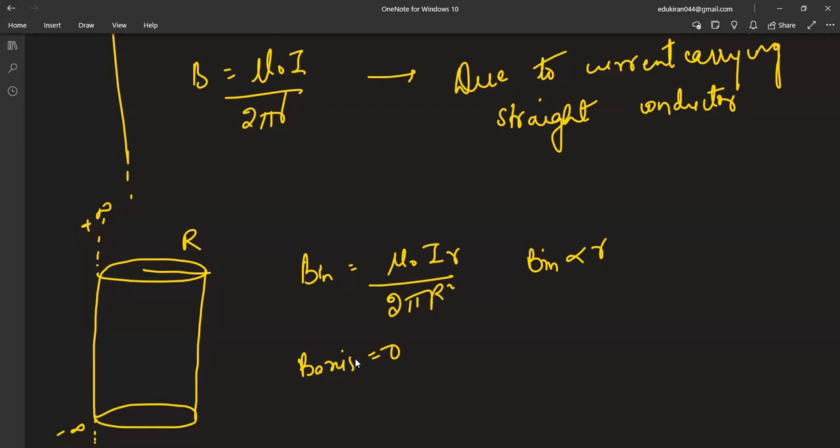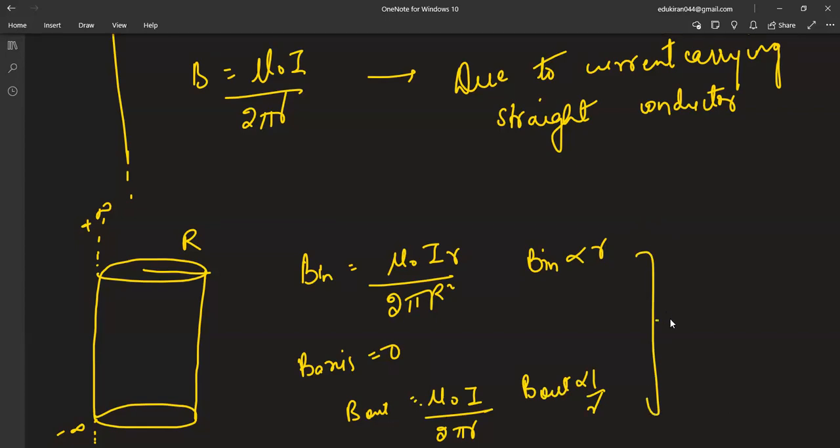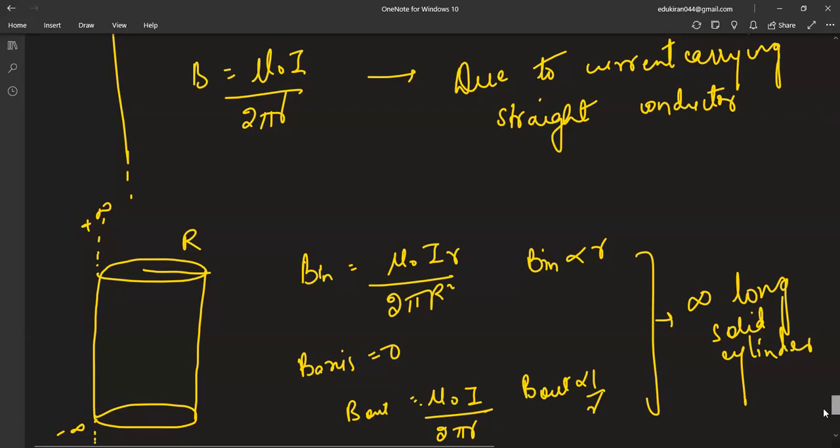When we talk about the outside formula, it is mu naught I by 2 pi r. So here the magnetic field outside becomes inversely proportional to r. And this is the magnetic field due to an infinitely long solid cylinder.